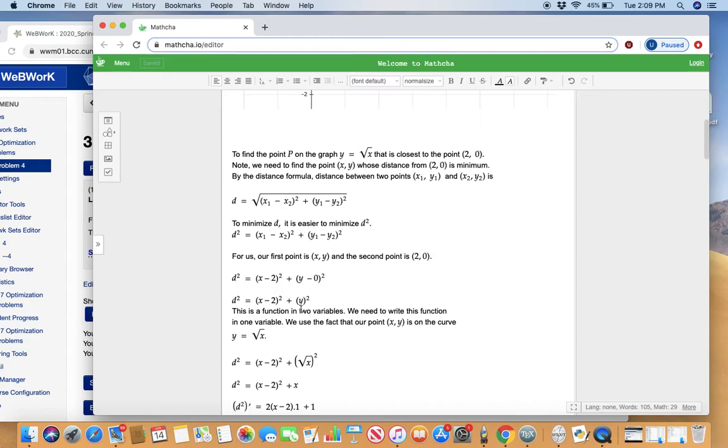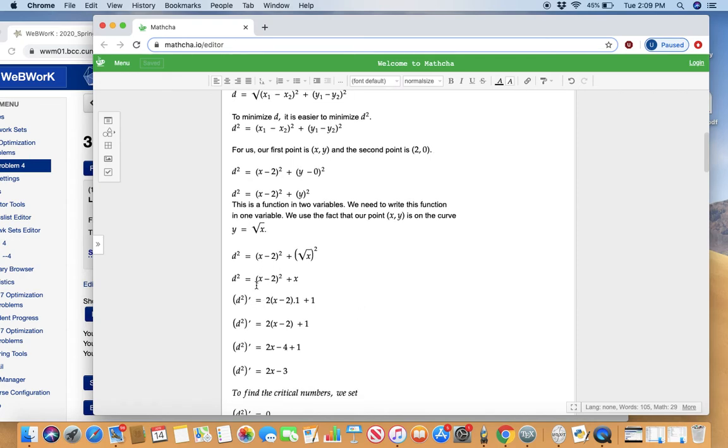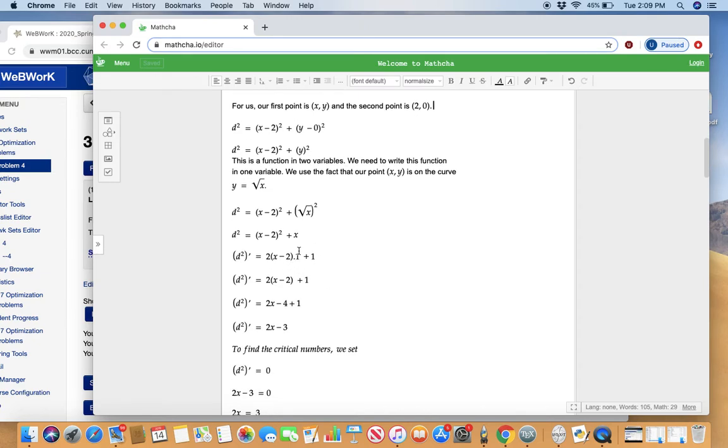So why don't we use that? I'll take square root x instead of y and square it. That gives me x. So d squared is (x minus 2) quantity squared plus (square root x) quantity squared. So take its derivative. The 2 comes down and you have to use the chain rule. The derivative of the object inside is just a 1, plus the derivative of x is just a 1. Multiplying by 1 doesn't change anything. The derivative is 2 times (x minus 2) plus 1. Distribute: 2x minus 4 plus 1.